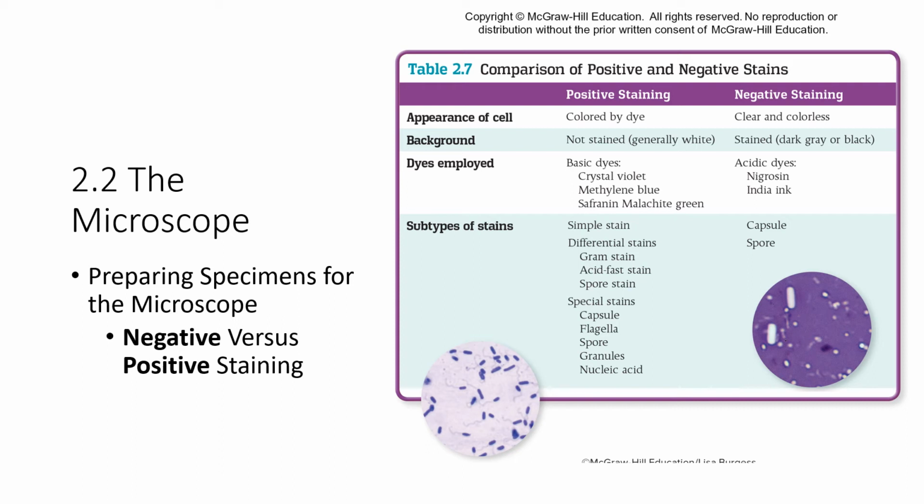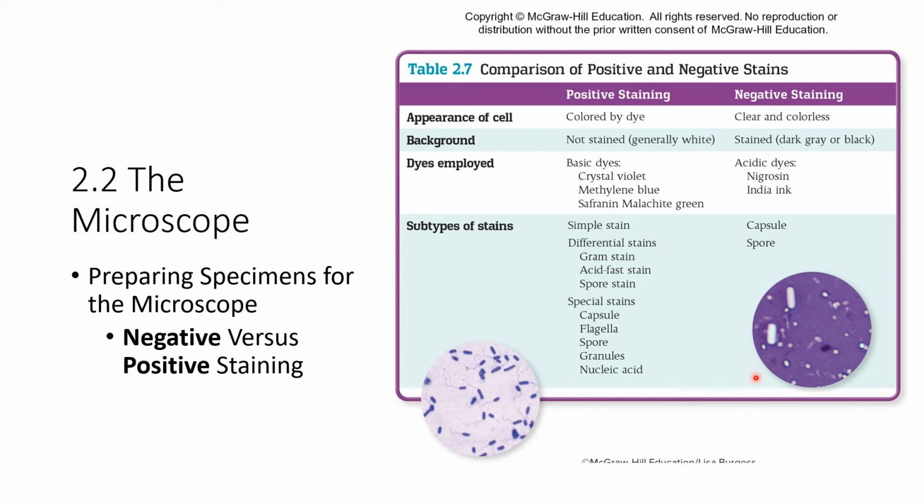There are multiple kinds of these positive stains: crystal violet, methylene blue, safranin, malachite green. These positive stains can be simple or differential, or as you see at the bottom there at that column, special stains for finding out whether or not there's flagella. Can it form a spore? Can you just stain the nucleic acid?